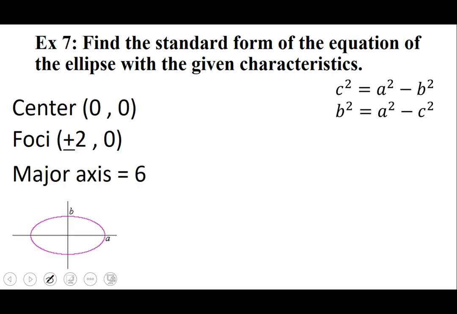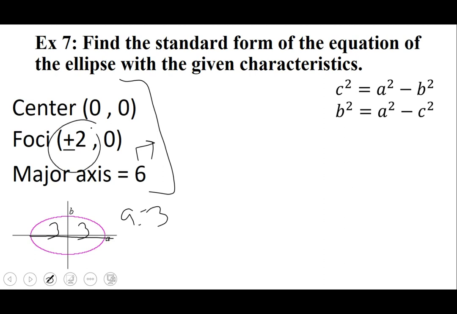Another one here, and again, this is the only information you would be given, but because of those values, that's how you would know that the ellipse would be opening from left to right. Take a look at the major axis being 6. If the major axis is a total of 6, it has to be 3 units in either direction, and that's how you know that a is 3. Based on where the foci are, c is equal to 2.